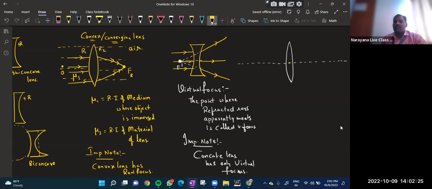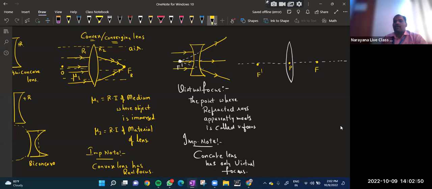All points like a pole. What is the name of this point? Pole. Pole means all distances, all angles you must measure from the pole only. Understood. It has what type of focus only? Respond. Real focus on the right side. So virtual focus on the left side, na? Correct or not?